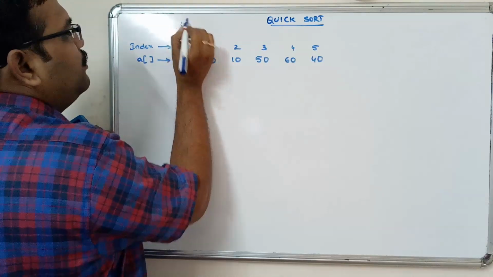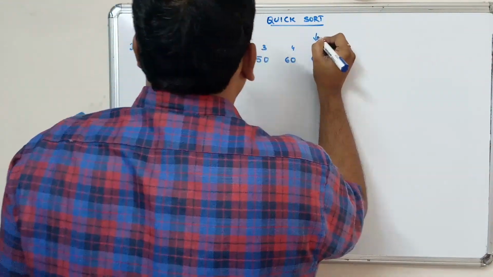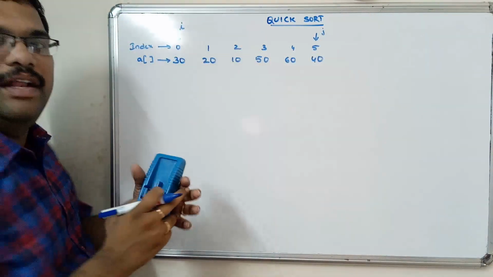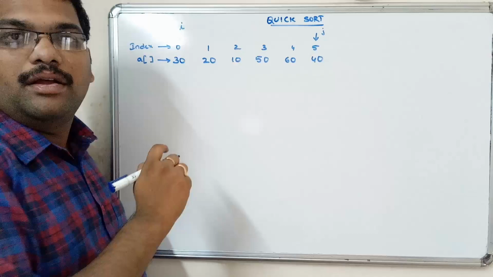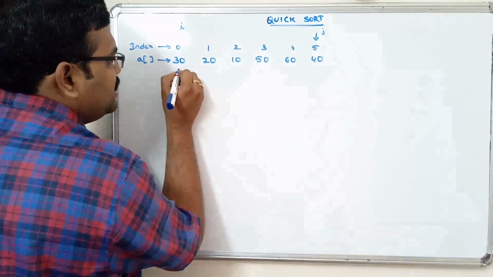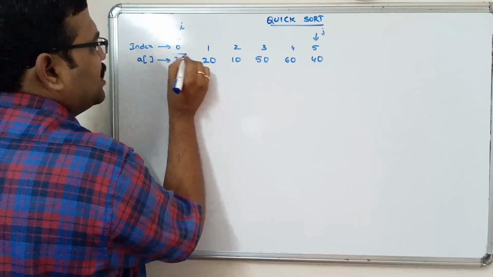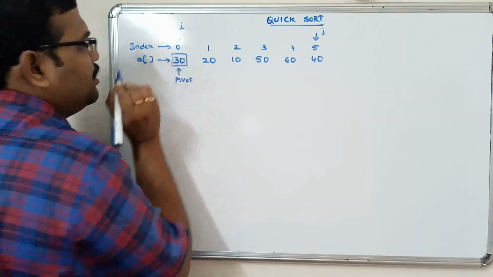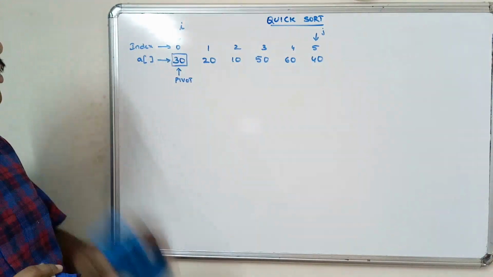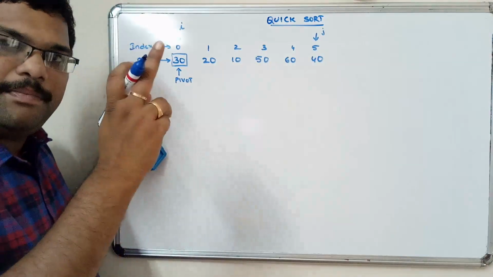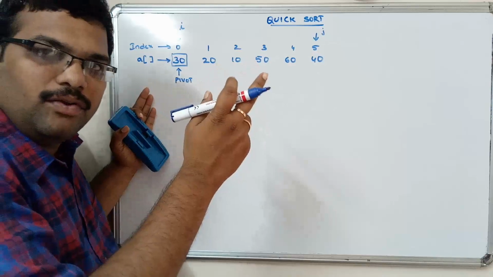This is the i value. This is the j value. Okay, right. Then consider this as a pivot. Consider this element as a pivot. Now repeat the process. So first step, consider the pivot as the first element.